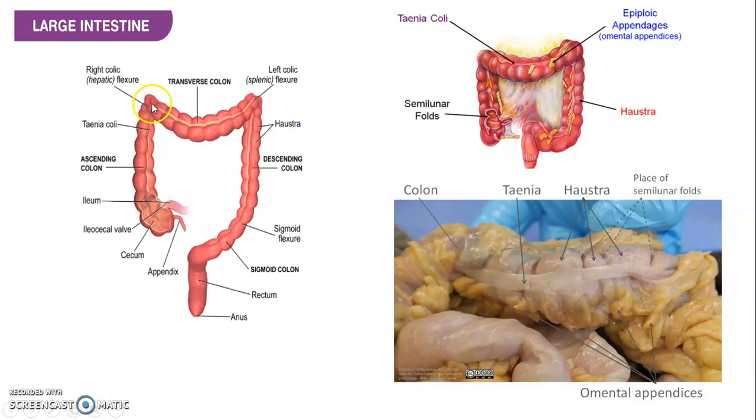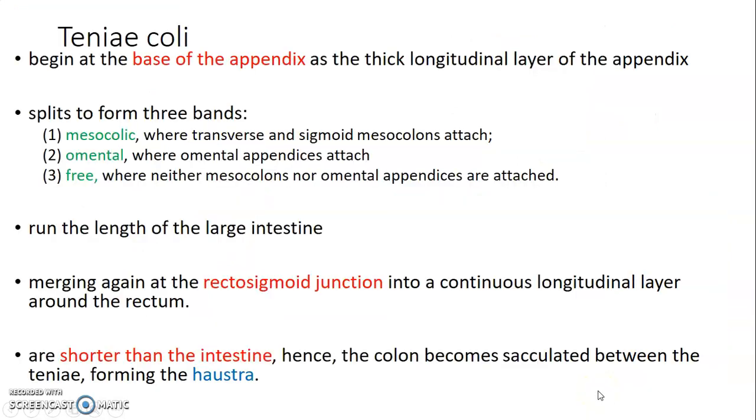So between the ascending colon and transverse colon, that's the hepatic flexure. And between the transverse colon and descending colon, we call that the splenic flexure because it's close to the spleen. This one is the hepatic flexure because it's close to the liver. So you can appreciate here tinea coli, longitudinal smooth muscles. These are the haustrations, and you can appreciate the semilunar folds and the omental appendices or epiploic appendages.